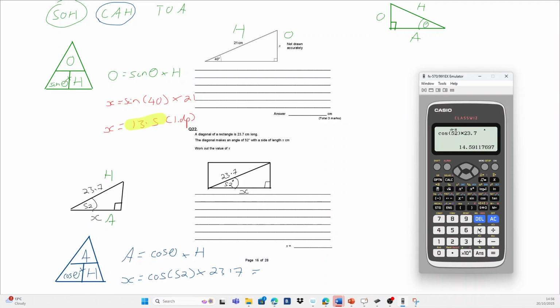And hopefully, what question is this? Question 22. Yeah, 14.6. I'm going to round it to 14.6 to 1 dp. There's no required rounding, it just says work out the value of x. And looking at the mark scheme, yeah, that's fine. You can round it however you want to, but that's fine. Okay, so there we go. Good.